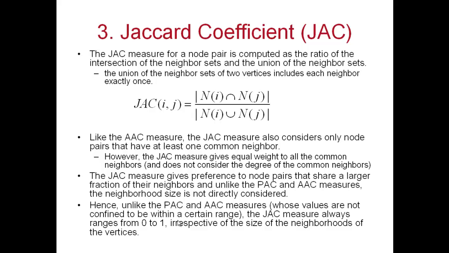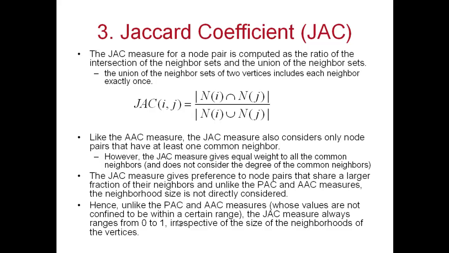Okay, so the third prediction technique is called the Jaccard coefficient based technique. The Jaccard coefficient score for a node pair ij is computed as the ratio of the intersection of the neighbor sets and the union of the neighbor sets.